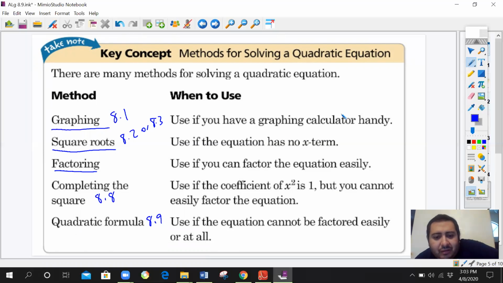So these are just different methods. When you're dealing with graphing, use it if you have a graphing calculator handy. Square root, if the equation has no x terms. Factoring, if you can factor the equation easily. Completing the square, use it when the coefficient of x squared is 1 but you cannot easily factor the equation. Quadratic formula, use it if the equation cannot be factored easily or at all.